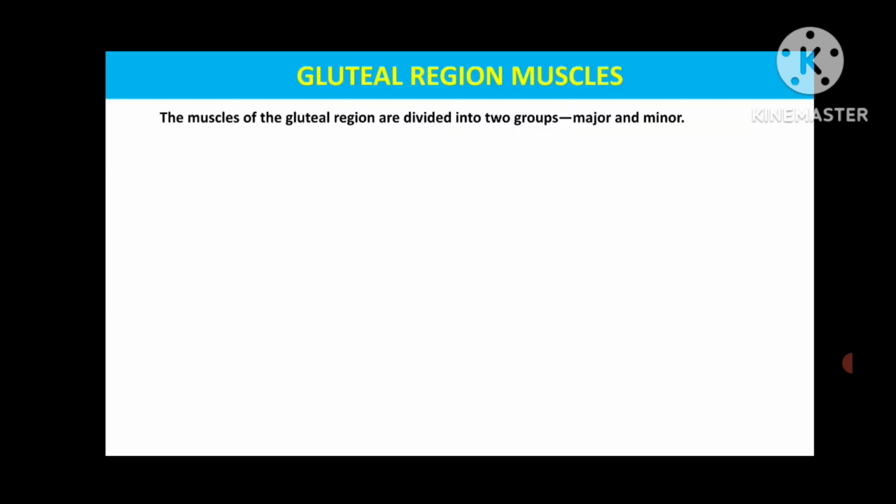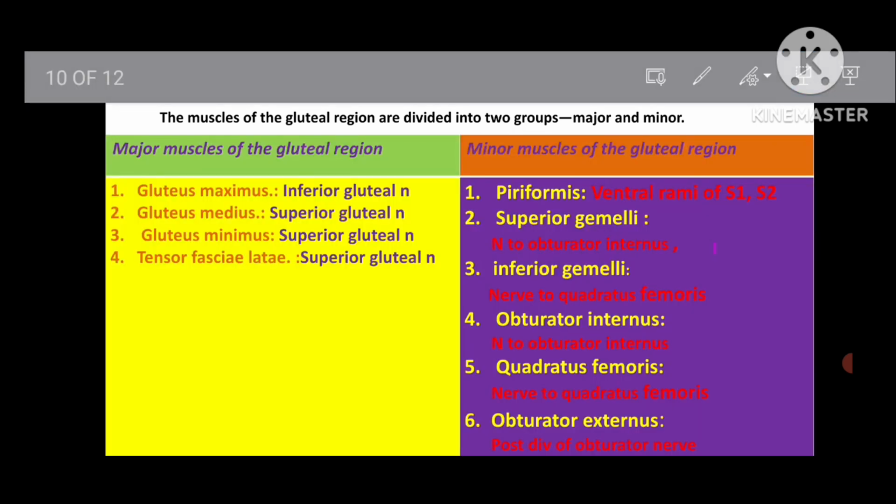Coming to the gluteal region muscles, the muscles of the gluteal region are divided into major and minor groups. The major muscles are gluteus maximus, gluteus medius, gluteus minimus, and tensor fascia lata. The nerve supply to gluteus maximus is the inferior gluteal nerve. Gluteus medius, gluteus minimus, and tensor fascia lata are supplied by the superior gluteal nerve.